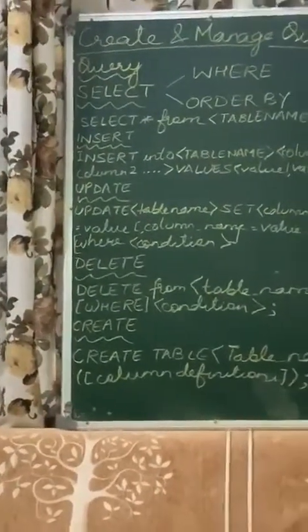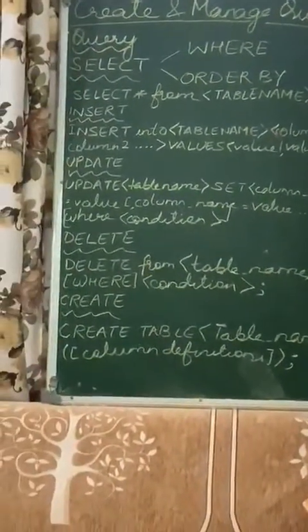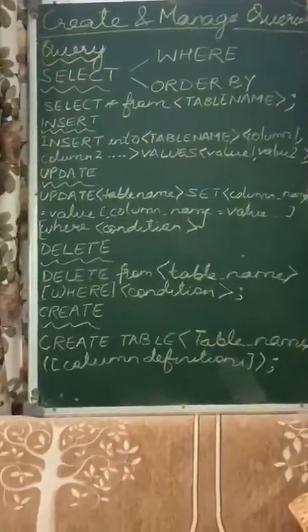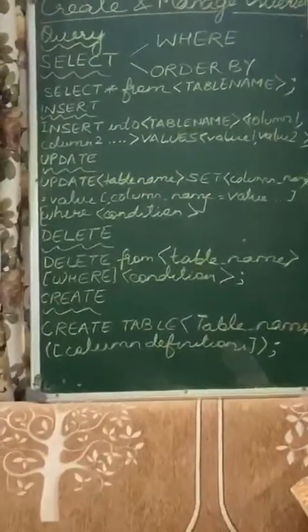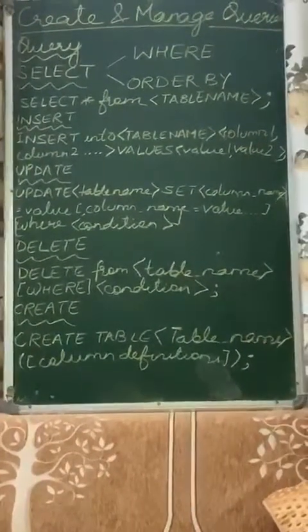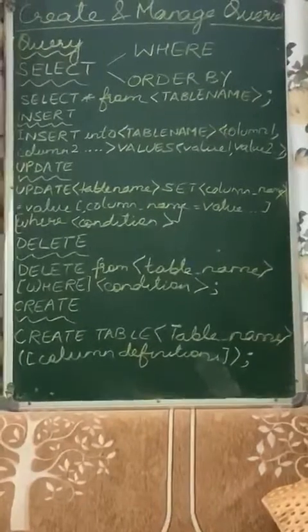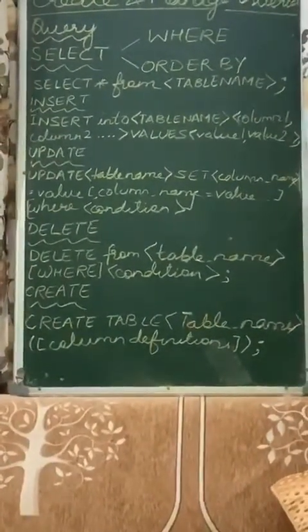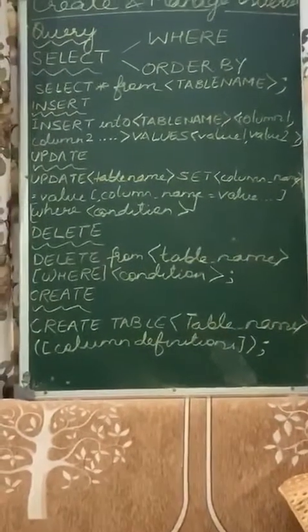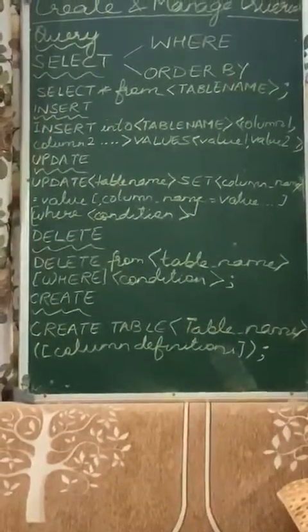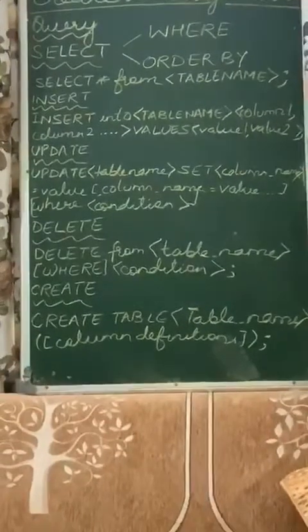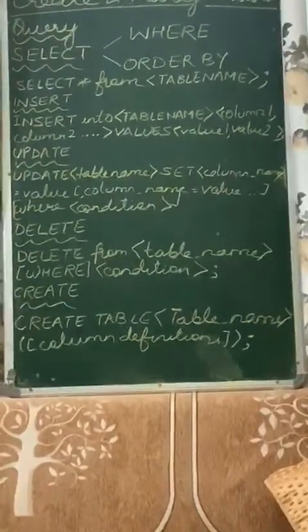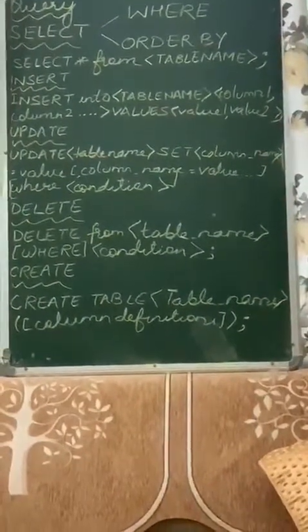Then you have the delete statement. Delete statement is used to remove one or more records from the database. The syntax for writing the delete statement is as follows. Delete from table name, where, condition, and then a semicolon. For example, you want to delete the data of roll number 1. So delete from student where roll number is equal to 1. So you just need to write delete from, then the table name, and then you specify the where condition.